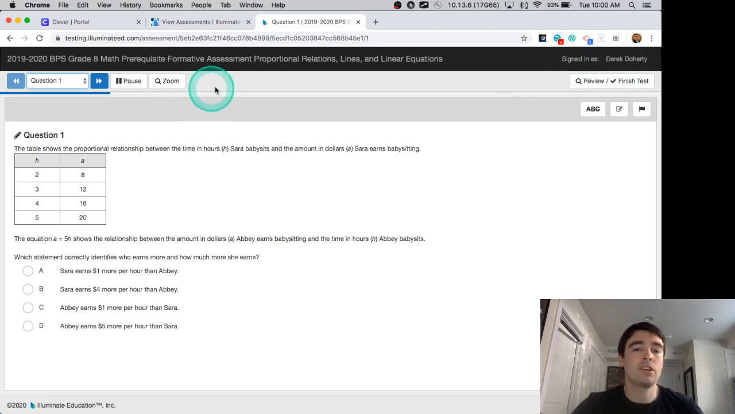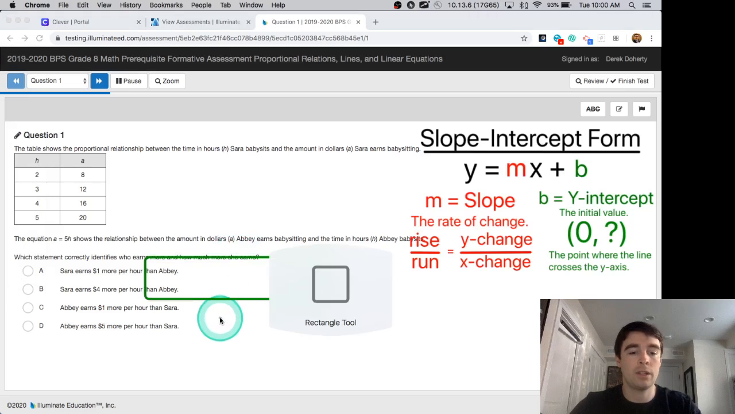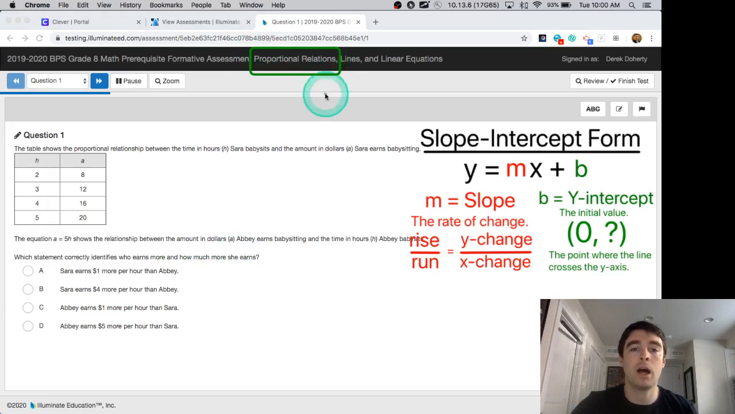So, the very first two questions that we deal with are going to be asking us about proportional relationships. As you see, part of this assessment is about proportional relations, where you see me highlighting that in the title, and the first two questions are really going to give you proportional relationships to work with. Question 1 gives you a table which shows a proportional relationship for how much money this person, Sarah, earns babysitting. And then separately, they give you an equation to show us how much Abby earns babysitting.